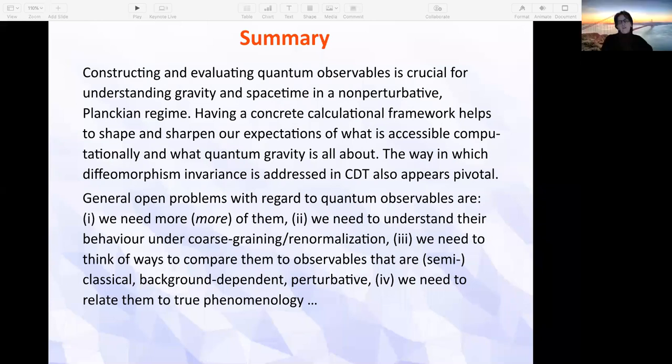I would say studying observables and how they behave under coarse graining might give us some hints, but that's all I can say. But yes, it's a very interesting question. Thanks.